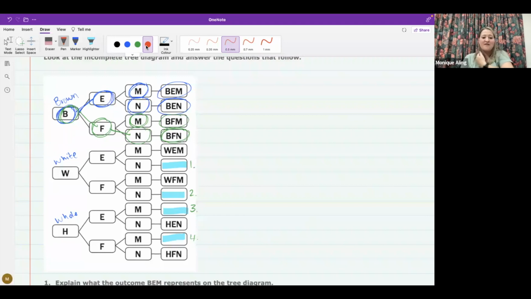Okay, so looking at the first one, it starts with the white bread. So it's W, and it's got egg as the filling. And we're looking at the N following that line. So it's WEN. And it looks like most of you did get that. Well done. Then the second missing one is the WFN. WFN. Good, Segofatso.